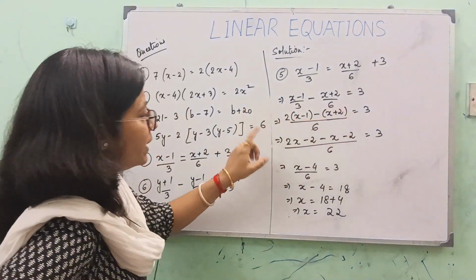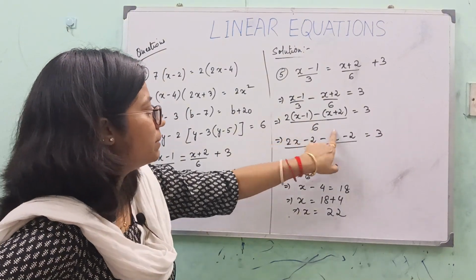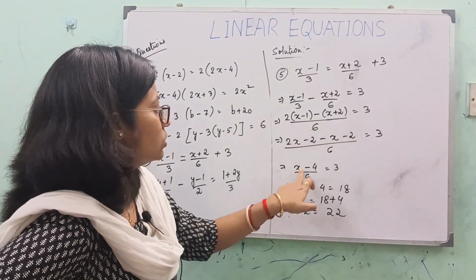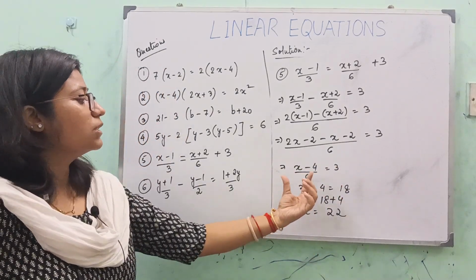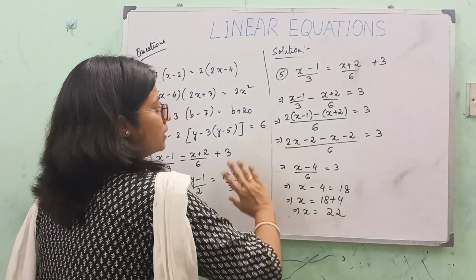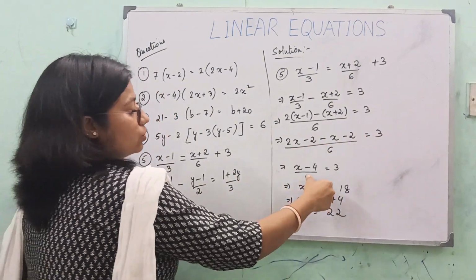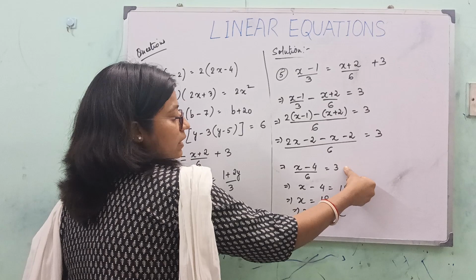Now simplify the numerator. So x here and x here, 2x minus x is x. Minus 2 minus 2 is minus 4, so by 6. This 6 gets multiplied over here. Why? Because first our objective is to only keep the x here. Remaining everything has to be shifted. So only the 6 is transferred in the first step.